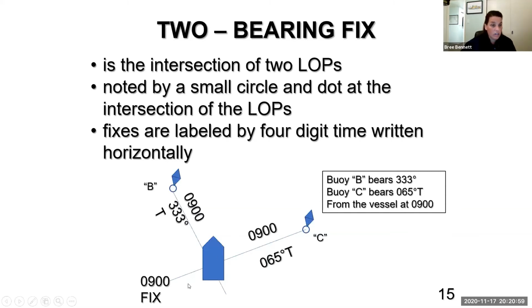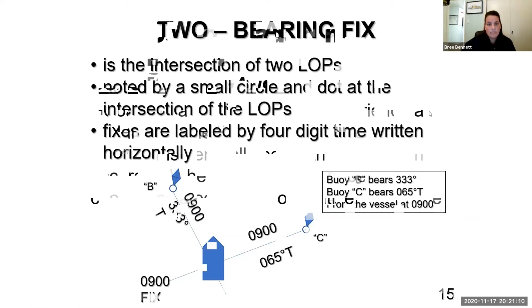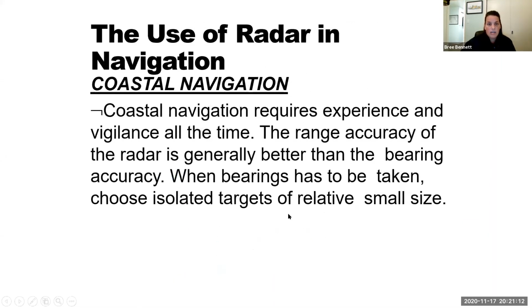If you get a third, it's proving that your first two were correct, and that third is usually going to give you that cocked hat. So, okay. Kind of going through this quick, but that's okay. Our ranges are more accurate than our bearings.